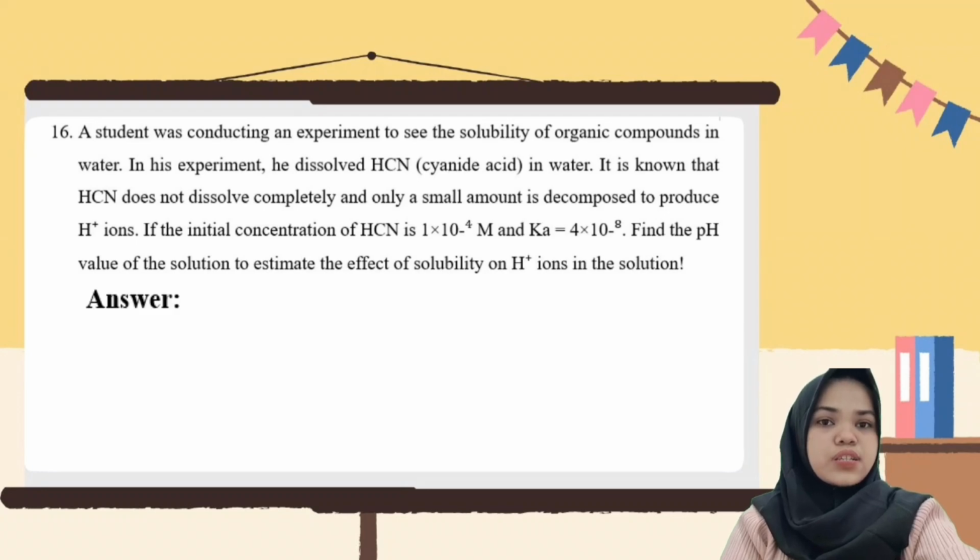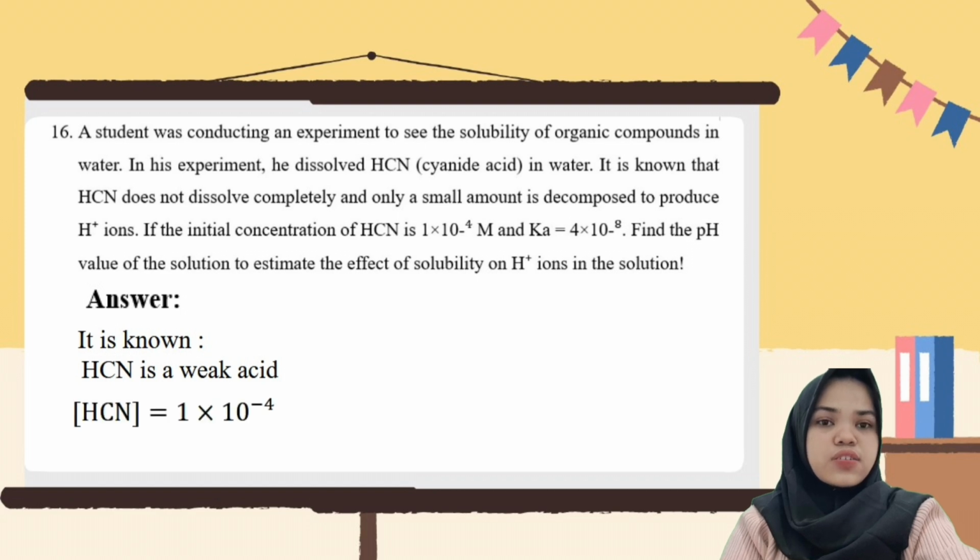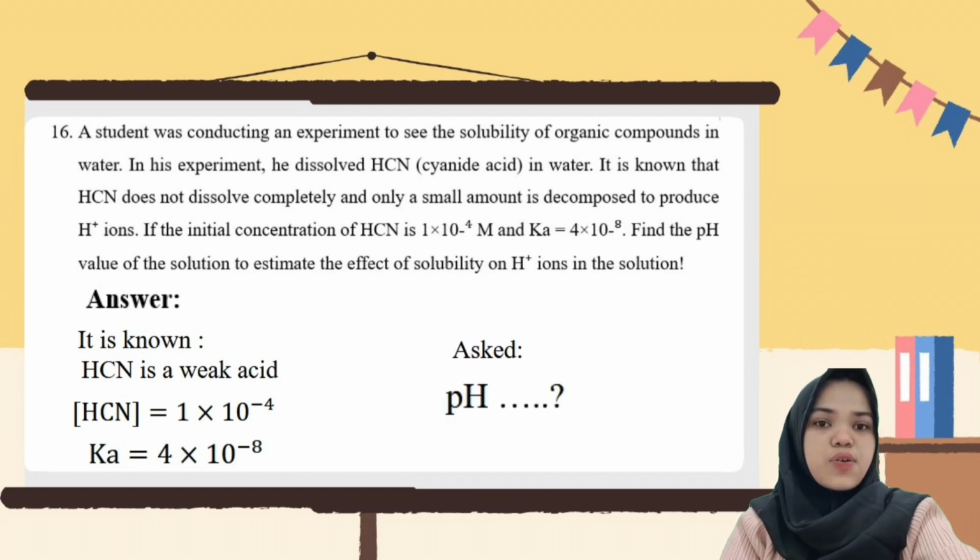From the problem, it is known HCN is a weak acid. The concentration of HCN is 1 times 10 to the power of minus 4 molar. The value of the acid ionization constant Ka is 4 times 10 to the power of minus 8. Ask, what is the pH value?